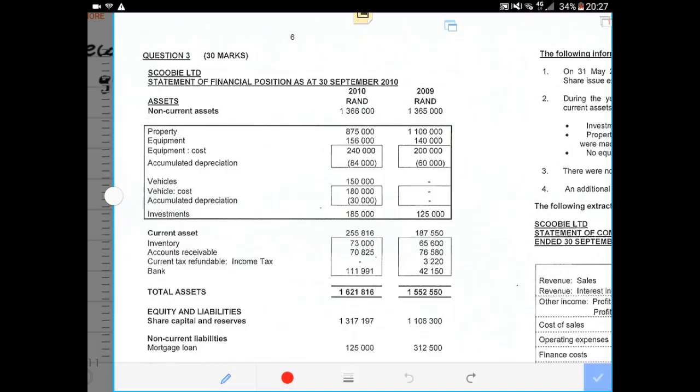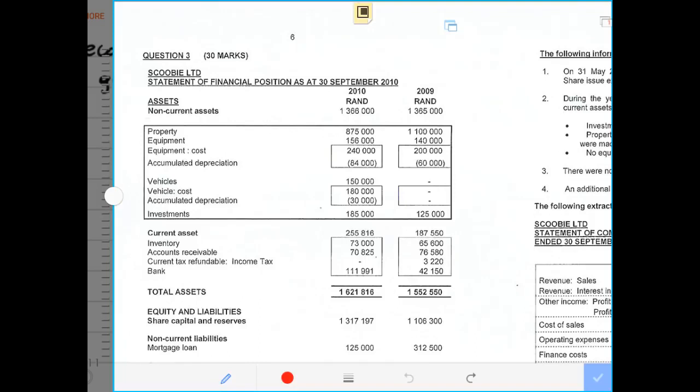Good day, students. I will be doing question 3, which is out of 30 marks. This question is on the topic of cash flow, and the name of the company is SCOOBIE LTD. It says statement of financial position as at 30 September in the year 2010. So we are given the statement of financial position up to the end of December in the year 2010.